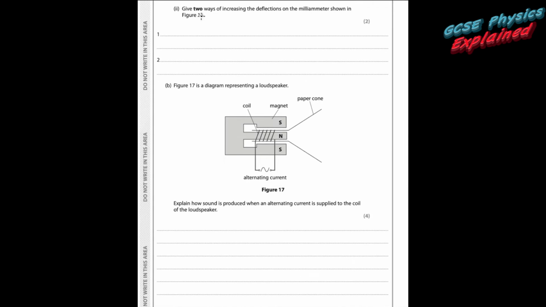Part 2. Give 2 ways of increasing the deflections on the milliammeter shown in figure 16. Right, well, you could move the magnet faster. You could use a stronger magnet. You could actually use more turns or rotations on the coil. That's something else you could have said. Make sure you say turns.